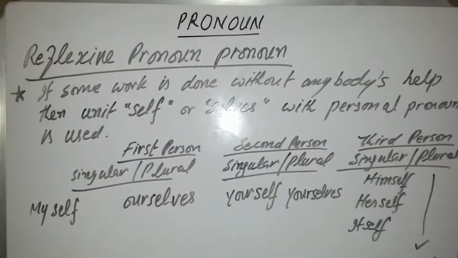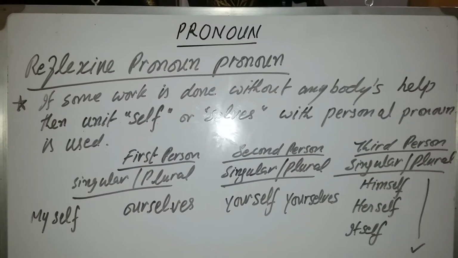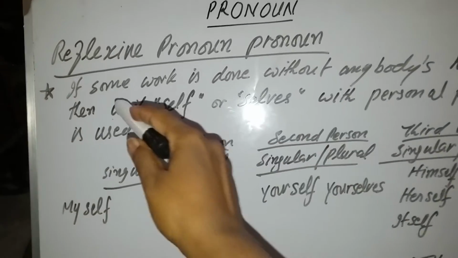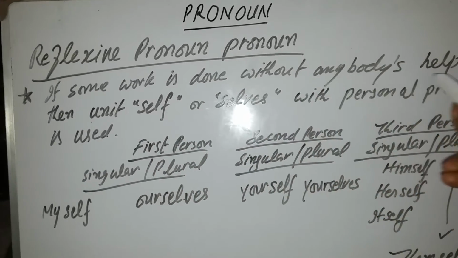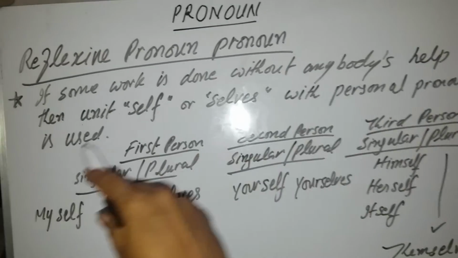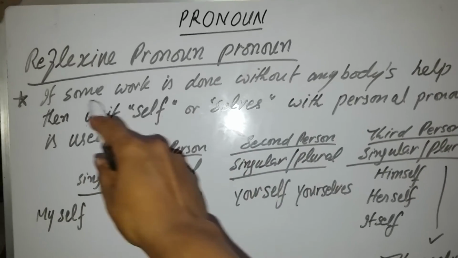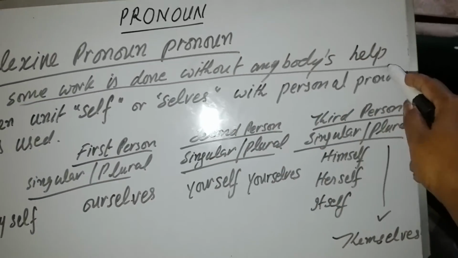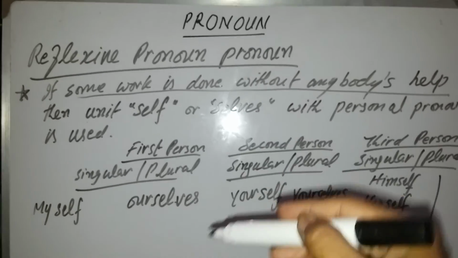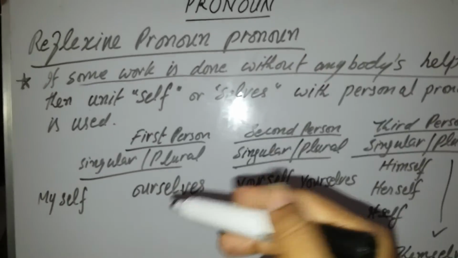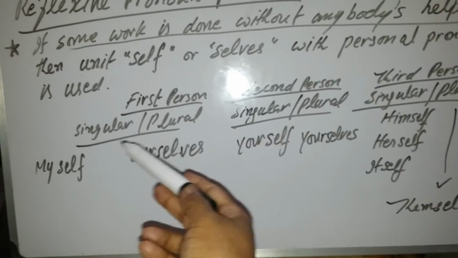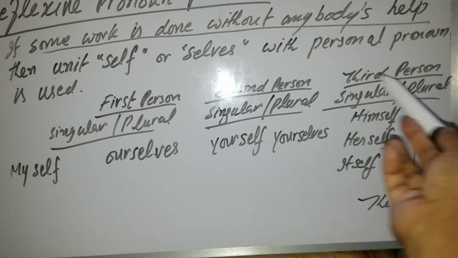Now this is another kind of pronoun, that is the reflexive pronoun. What is the definition of a reflexive pronoun? If some work is done without anybody's help, then self or selves with a personal pronoun is used. If some work is done without anybody's help, and you want to tell someone that the work is done by yourself or himself or themselves, then you will use self or selves with a personal pronoun.